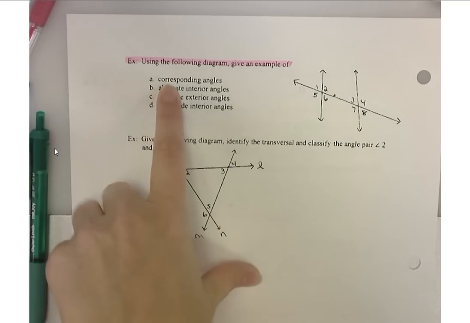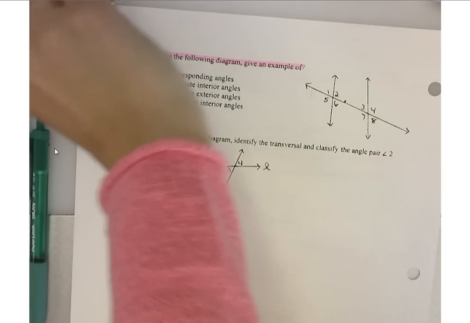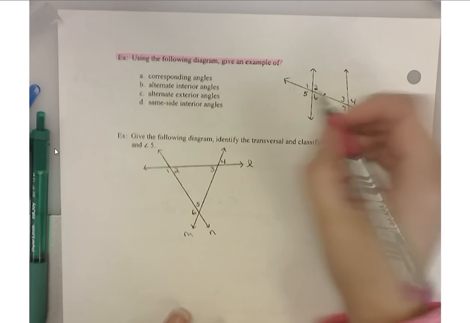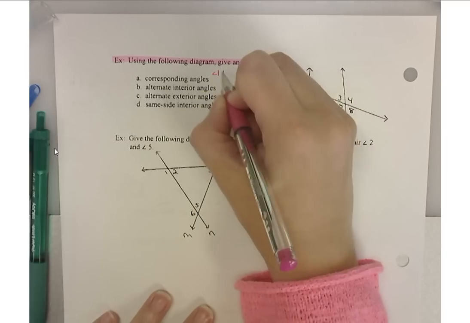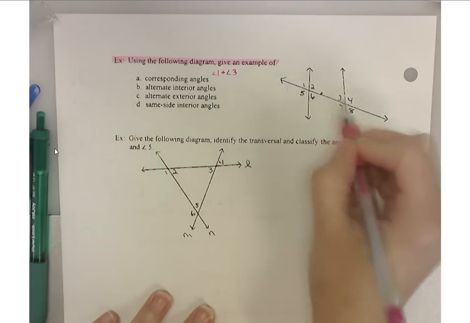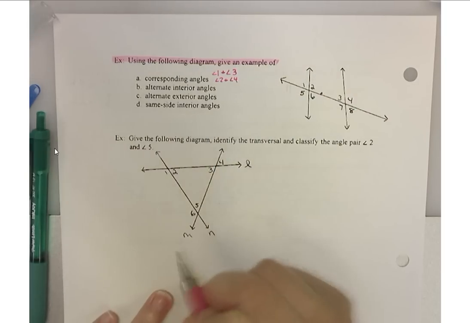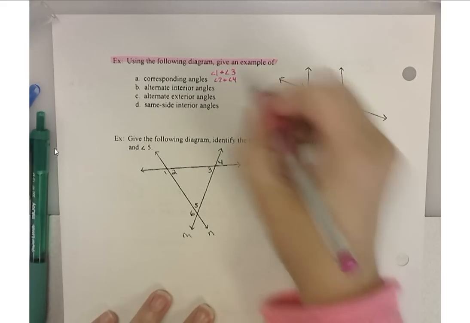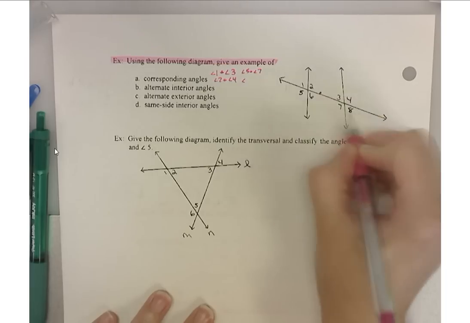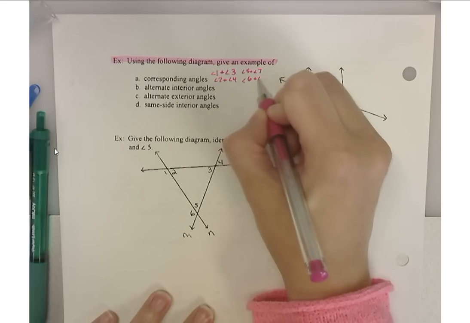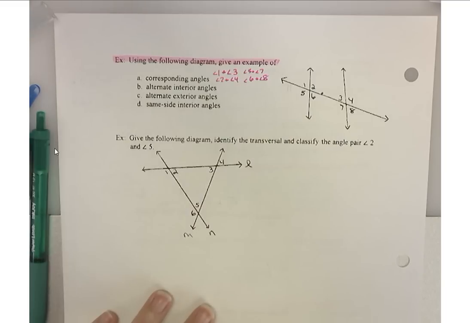So corresponding angles, I'm going to give you some of those. So for corresponding, angle 1 and angle 3 would be an acceptable answer. Angle 2 and angle 4 would be an acceptable answer. You could also have 5 and 7, or you could have 6 and 8. So corresponding, same position, on your two separate lines there.